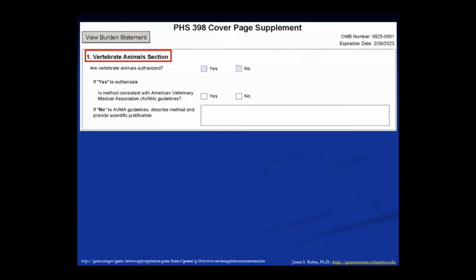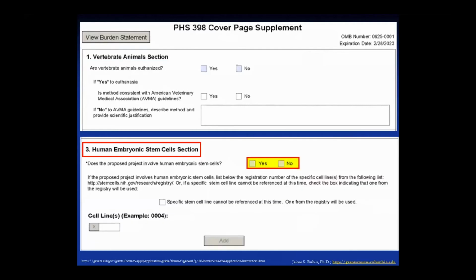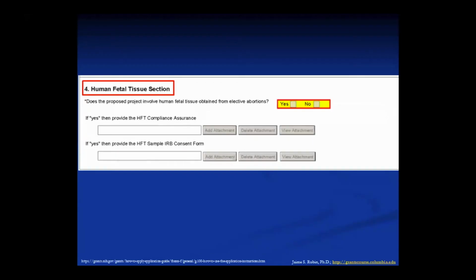Cover page supplement. Now, a lot of this is yes, no questions, and hopefully you have a research administrator that can help you fill it out. Are animals involved? Are they euthanized? Are human embryonic stem cells involved? Which cell lines? Is human fetal tissue involved in the study?